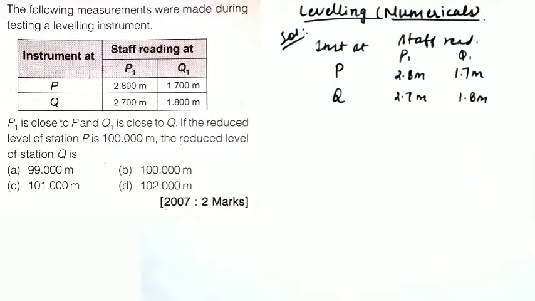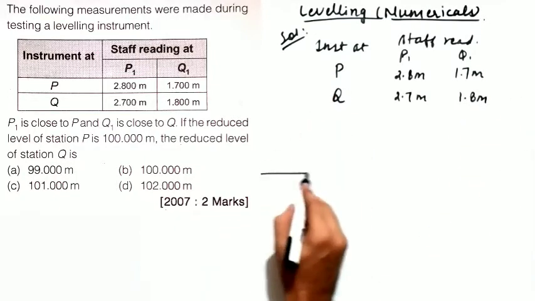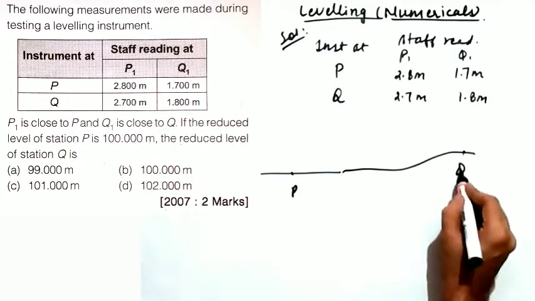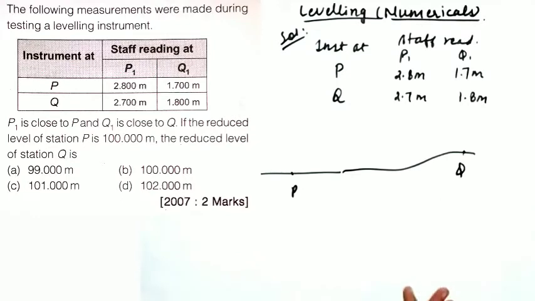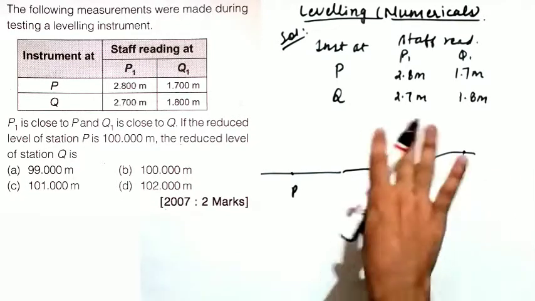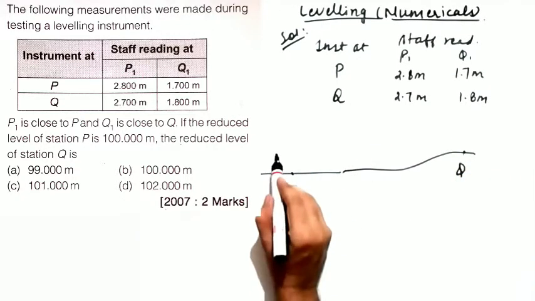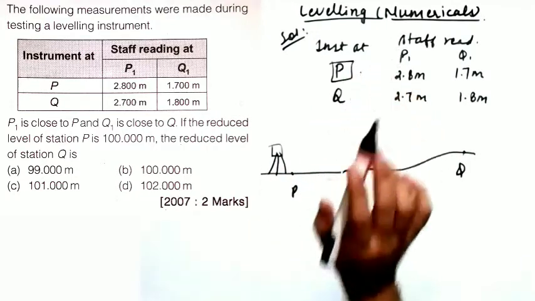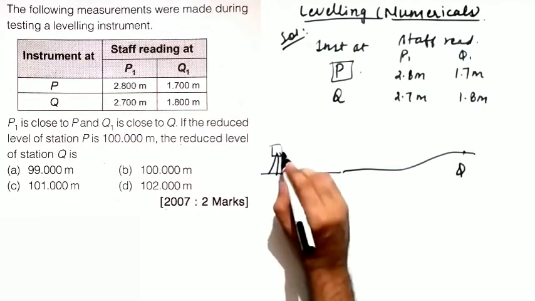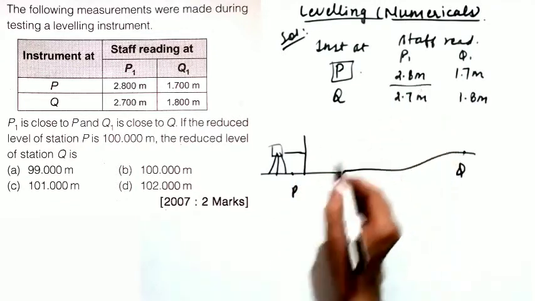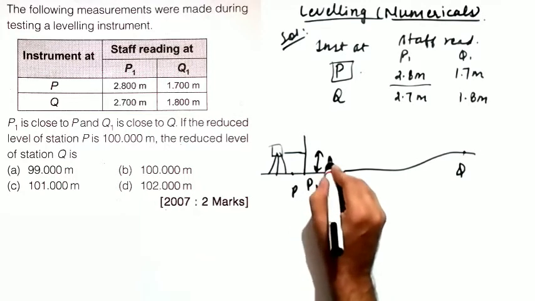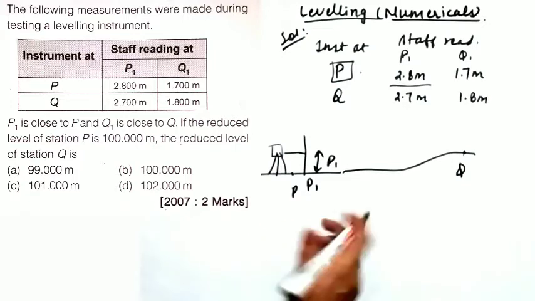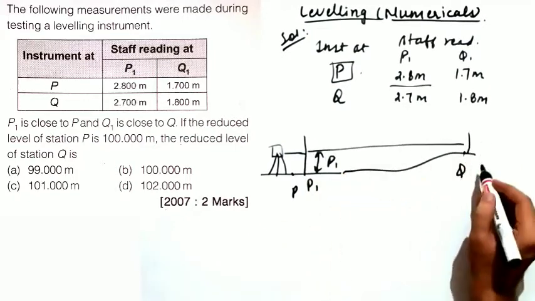What does this table denote actually? When you actually set up the instrument, suppose this is the P station and this is the Q station. P can be above Q or P can be below Q. Let us assume that Q is above P, which is actually the case here. So when we set up the instrument at P, this is part 1. Instrument was at P. We took the reading at P. This is P1. This much is the P1 reading. Now when the instrument was at P, the reading taken at Q, this is Q1.